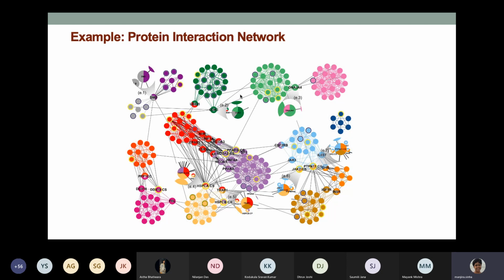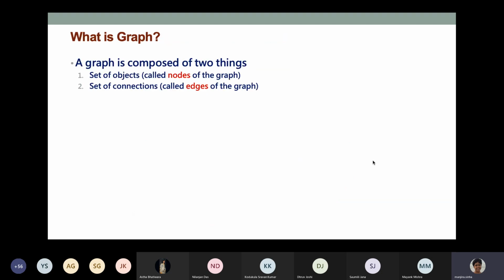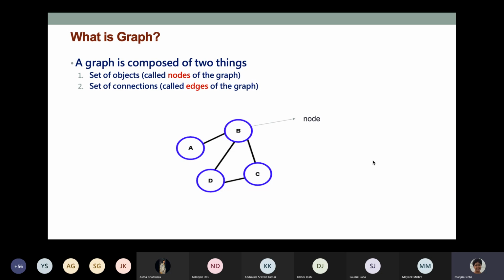Okay, and then in the connected structure, how can we identify which groups of nodes are closer to each other than they are to other sets of nodes? So basically, how can we identify clusters or groups in the network data? Then we discussed what a graph is: a set of nodes and a set of connections among them, which we call the edges.